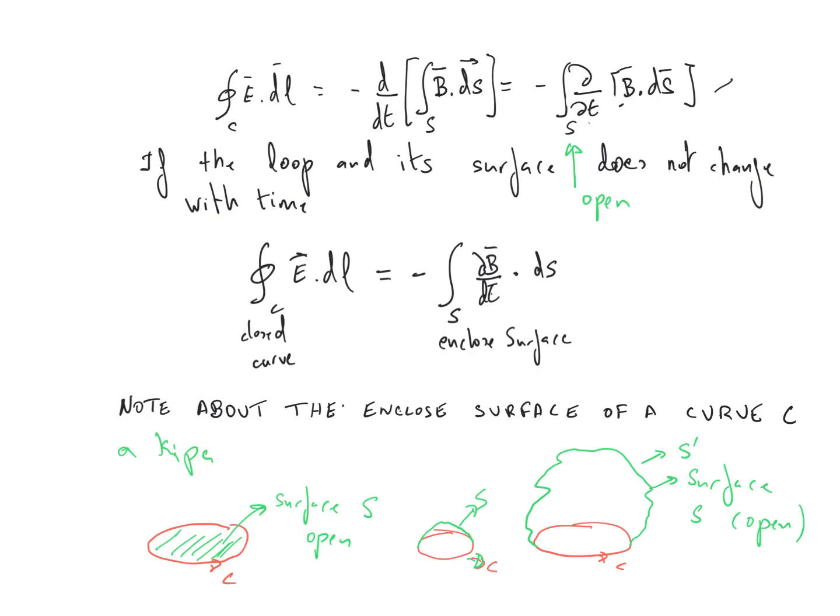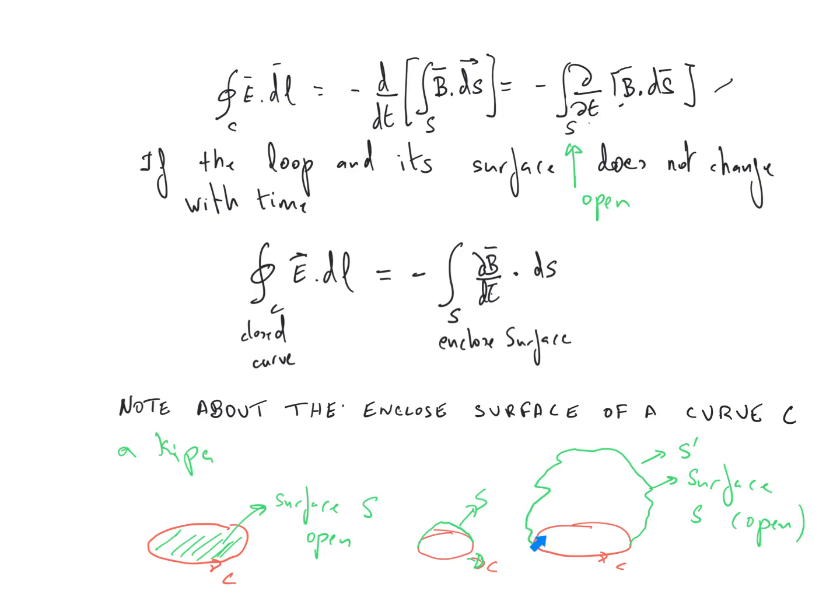So the question is, when you use Faraday law, which surface do you mean? Are you meaning this surface, or this surface, for example? This is the curve. You have seen a kippa, for example. Well, the surface makes like this. It's open here, but it makes like this. Or maybe this is the curve and it's a general surface.